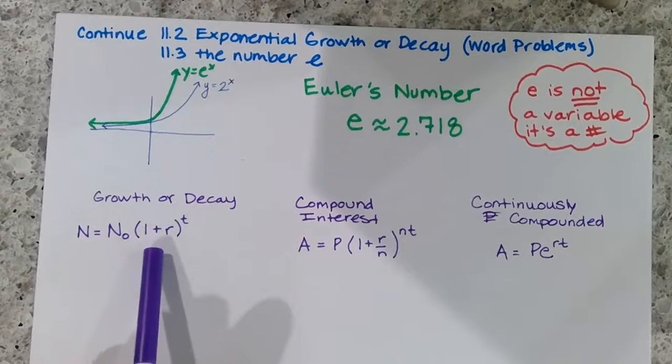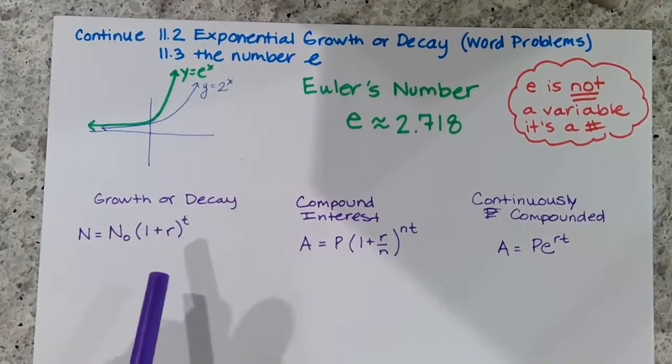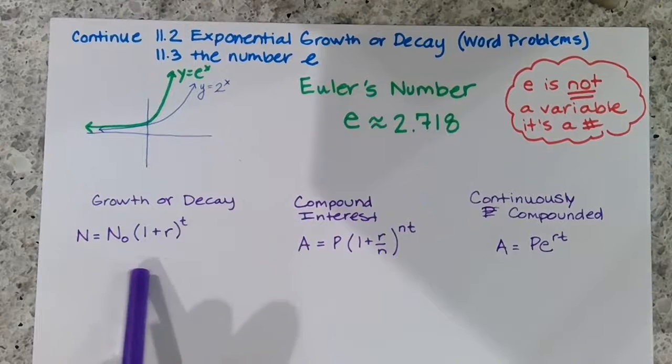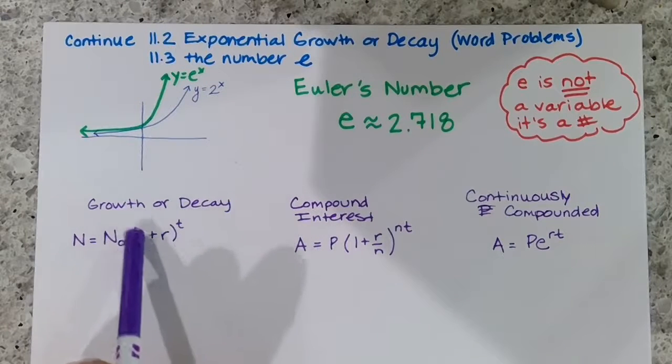So this number here could actually be like a 1.5 or a 0.95. If it's more than 1, that means it's exponential growth. If it's less than 1, it's exponential decay.